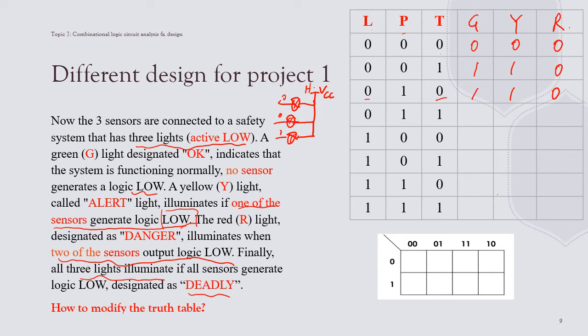0, 1, 1. So only 1 sensor gives out a low signal, which means alert state. In alert state, the yellow light should be on, the other lights should be off. The next, 1, 0, 0, so 2 sensors detect things. So the yellow light should be on, the other 2 should be off.